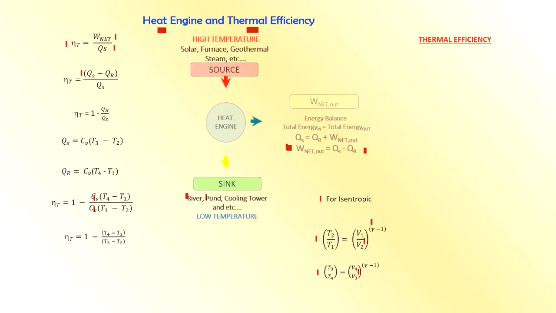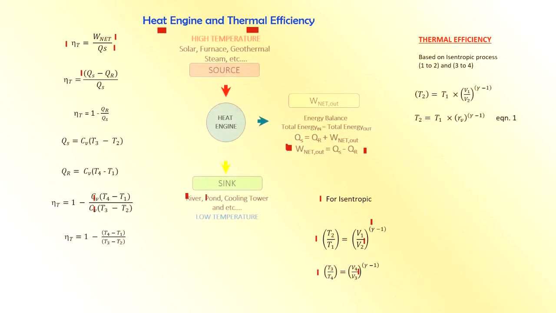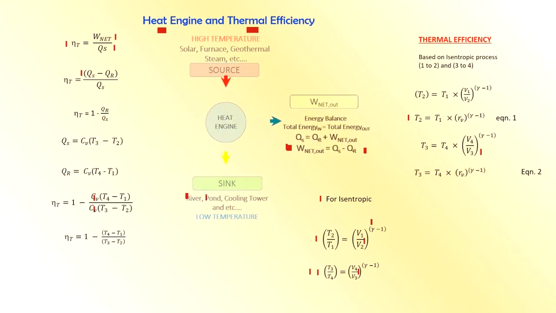Okay, so based on the thermal efficiency formula that we have derived just now, we can write it down here. What we need to do is change this equation to make T2 the subject, with V1 over V2 as RV. So you can simplify it into this form. Then you have T3 as the subject, in terms of T4 and the volume ratio. This should be the volume ratio.